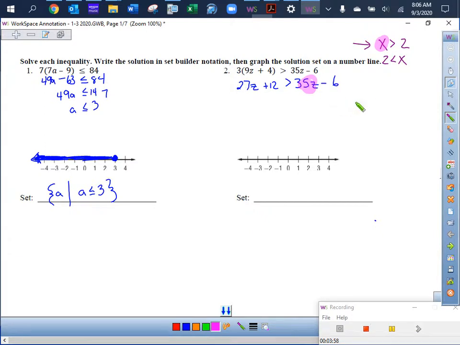So I'll take the 27 and take away 35. And I got negative 8z. Is that okay with y'all? Plus 12. Symbol does not switch because all I did was subtract.